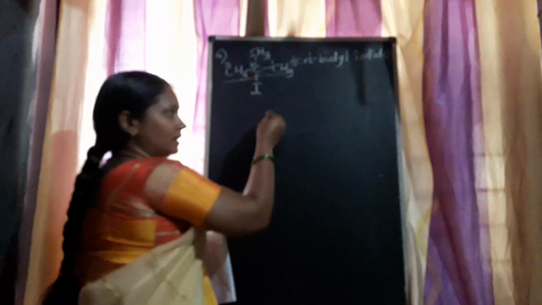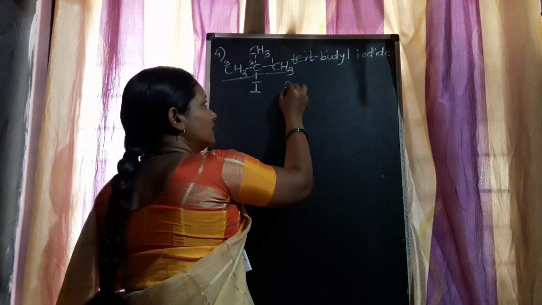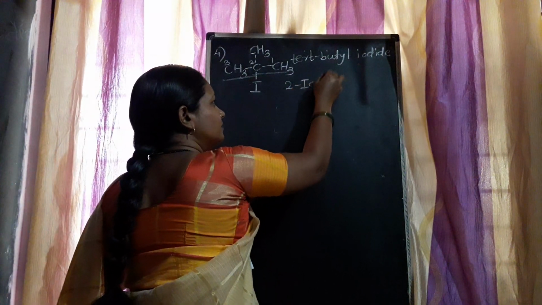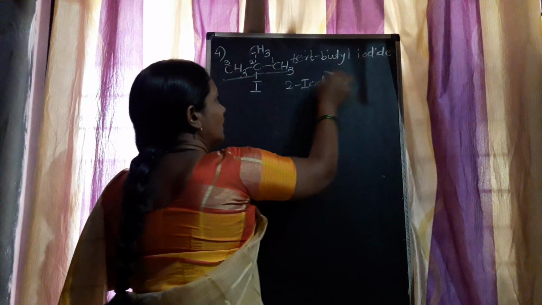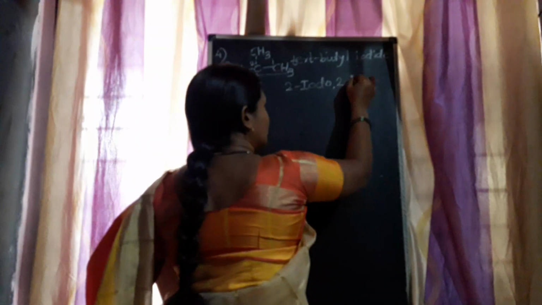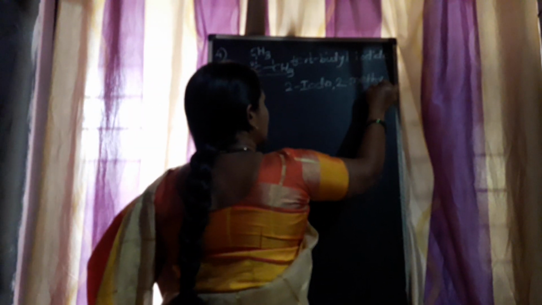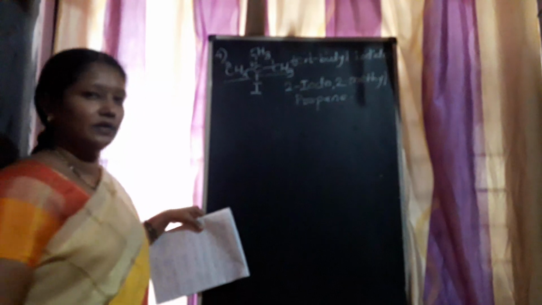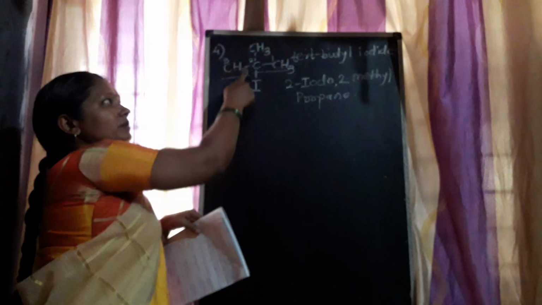Now we are in IUPAC nomenclature. At the second carbon atom the iodine is present, therefore 2-iodo, and also at this second carbon atom the second substituent methyl is present, therefore 2-methyl. In this long chain, three carbon atoms are present, therefore it is propane. 2-iodo-2-methylpropane. This is the IUPAC name.